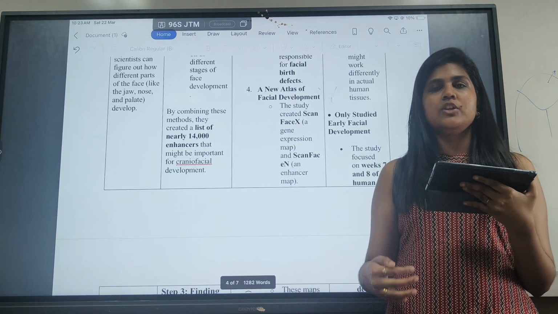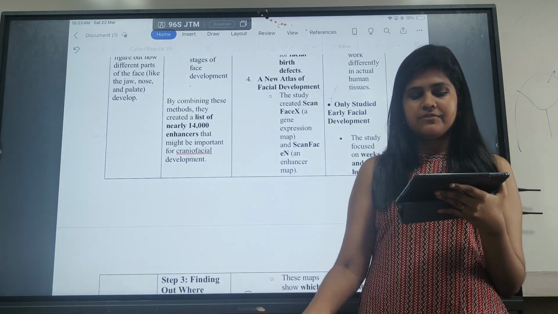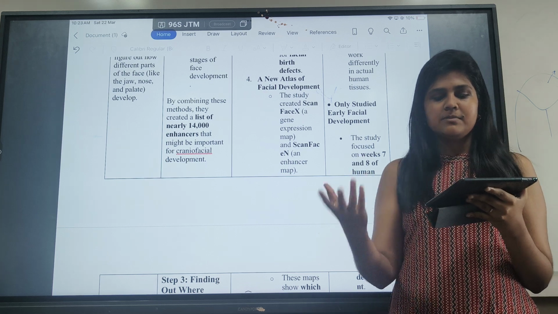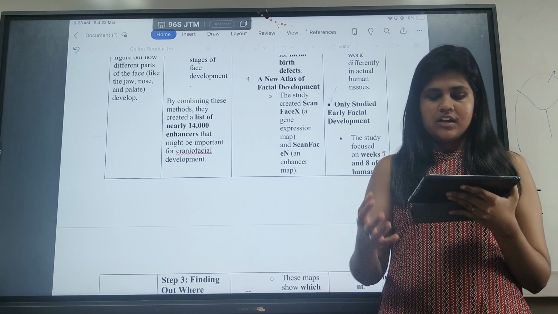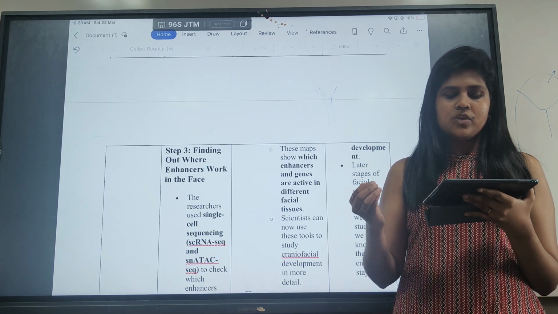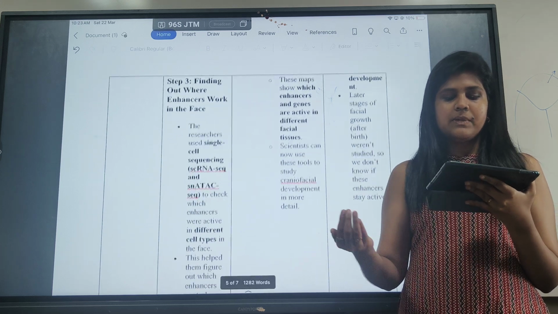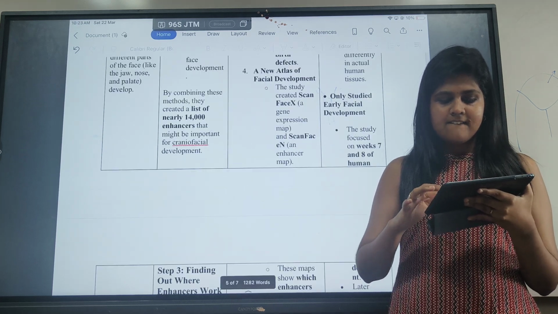And they also developed a new atlas for the facial development. The study created the ScanFaceX and the ScanFaceN, which are nothing but enhancer maps to identify which are the enhancers or the active parts in the gene regulation. So these maps show which enhancers and genes are active in the facial features. So this is being used as a tool to study the craniofacial development in more detail.